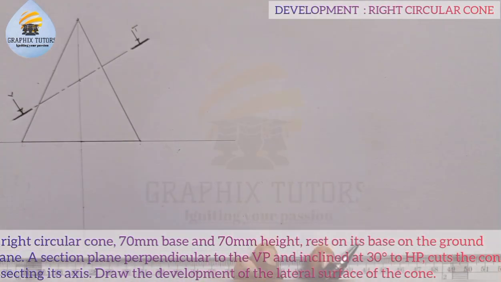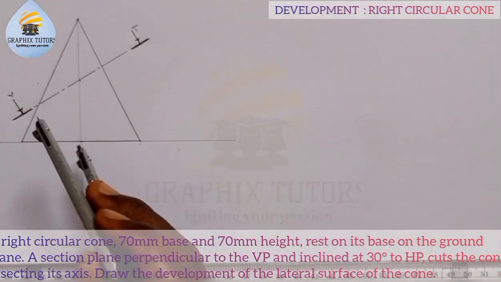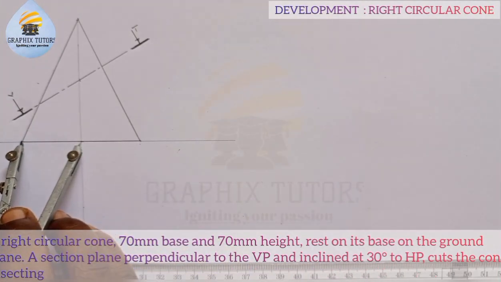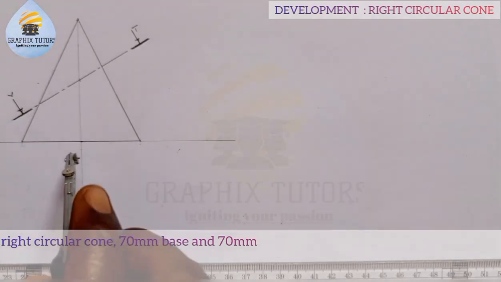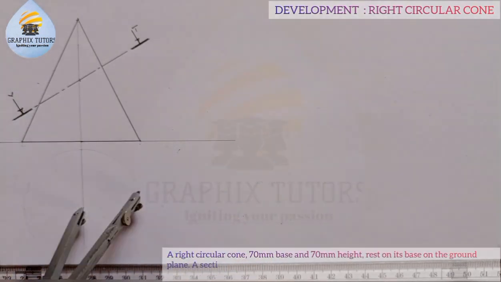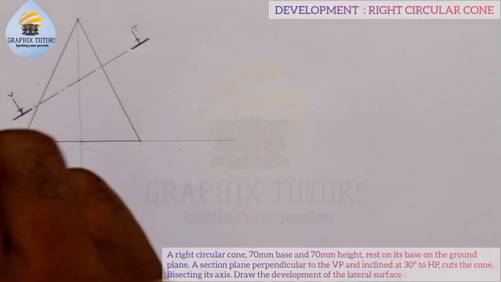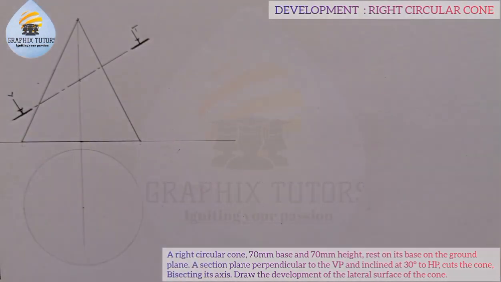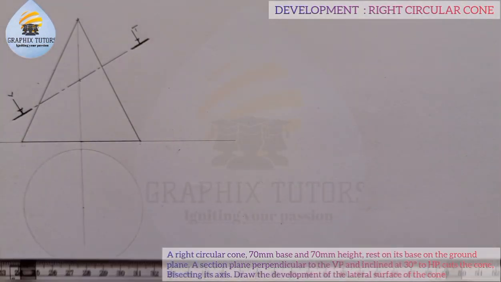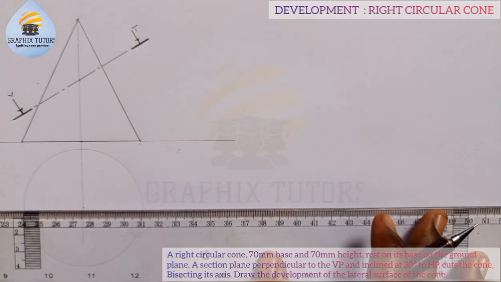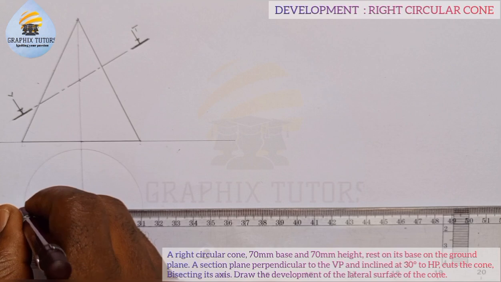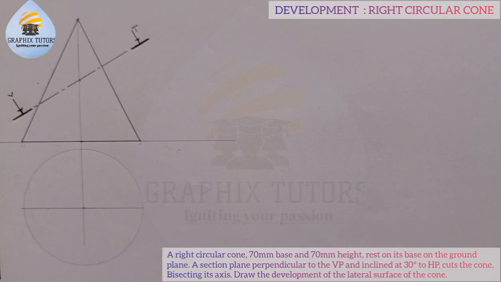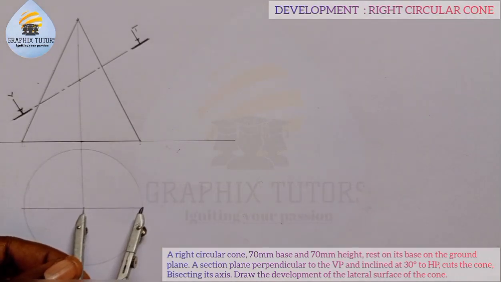So what you just do is you take your compass, you take half of the base, which is the radius of 35, and I'm going to draw this way. That will represent the plan of it. You can see that, and I'll divide it into 12 equal parts. So what I'll do is I'll take my compass with the same radius I used to draw the circle.